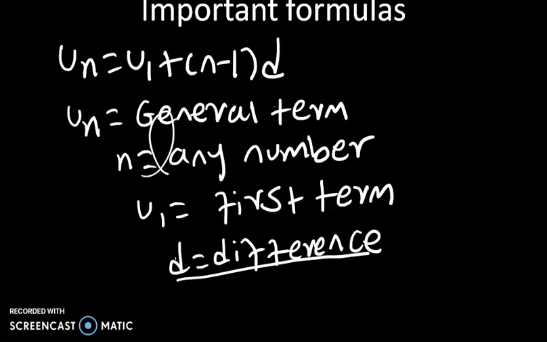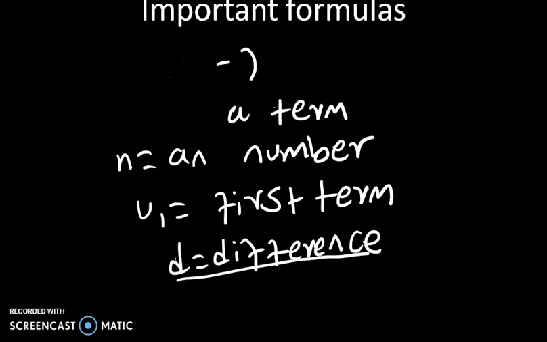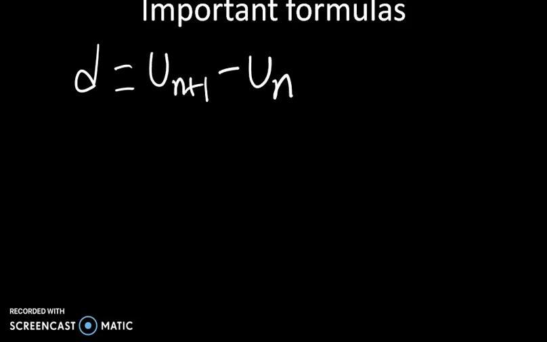The second formula that you need to have in mind as you're calculating arithmetic sequences is this formula right here. d, as I told you, the difference, is the difference between two consecutive terms, un plus 1 minus un. And d also can be calculated this way: un minus un minus 1.